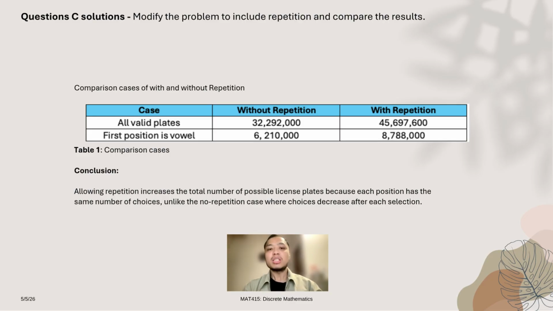So in conclusion, the three main answers in this presentation are 32,292,000 for all valid plates without repetition, 6,210,000 for the plates with a vowel in the first position, and 45,697,600 when repetition is allowed.